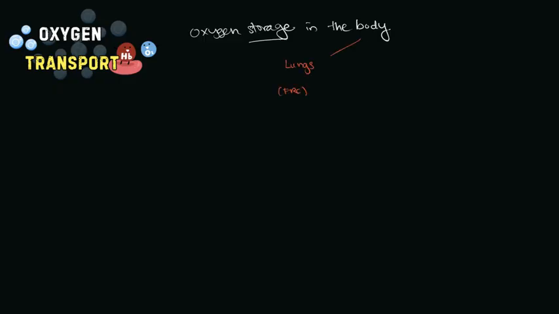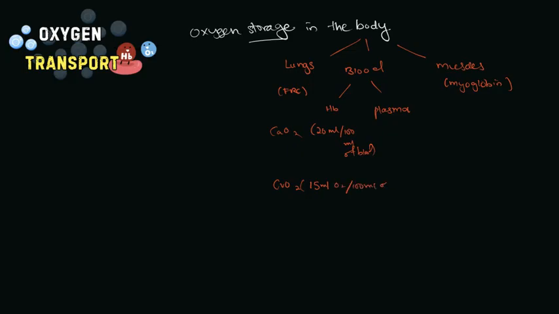So oxygen can primarily be seen stored in the lungs, blood, as well as the muscles. For the lungs, it is stored in the functional residual capacity. In the blood, it is bound to hemoglobin and dissolved in plasma, like we've discussed earlier, and myoglobin in the muscles. And recalling from our previous calculation, we have calculated about 20 mils of oxygen in 100 mils of arterial blood and about 15 mils of oxygen in 100 mils of venous blood.